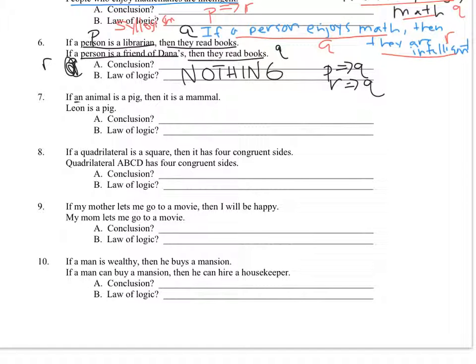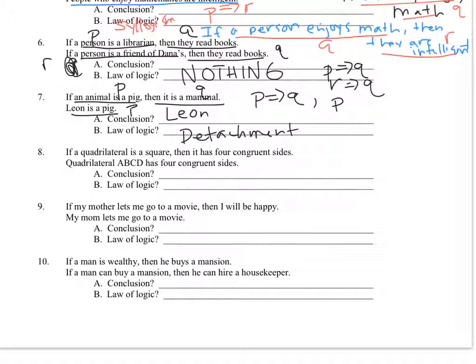Number 7. If an animal is a pig, P, then it is a mammal, Q. Leon is a pig, P. So we have P implies Q, and P is true. So this is the law of detachment. So our conclusion is that Leon is a mammal.